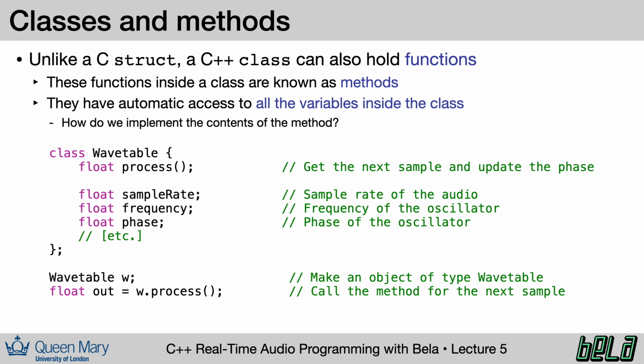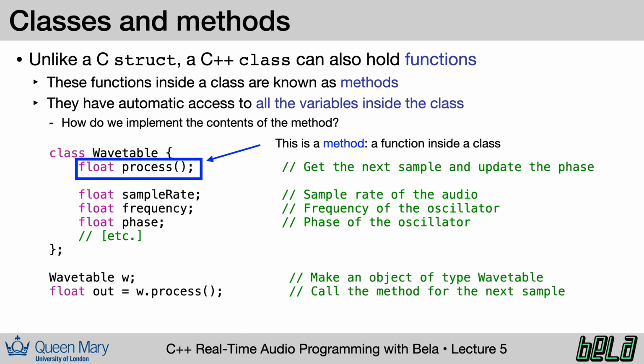What makes a C++ class different than a struct in C is that it can also hold functions. When we define a function inside of a class, it's known as a method. What makes a method special is that it has automatic access to all the variables declared inside the class, and calling the method for one particular object is going to access the values of the variables associated with that particular object. So here, in this example, we have a method called process inside of our wavetable class.